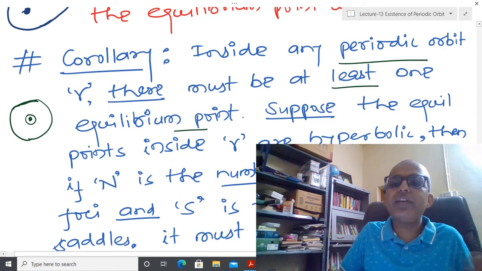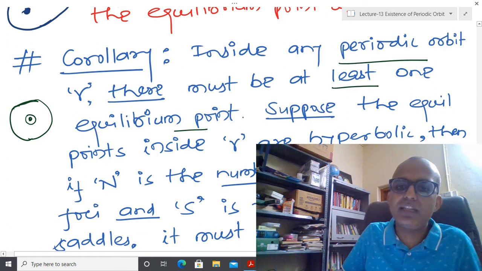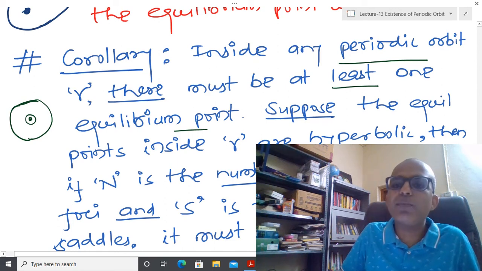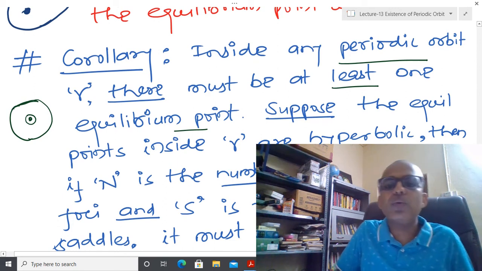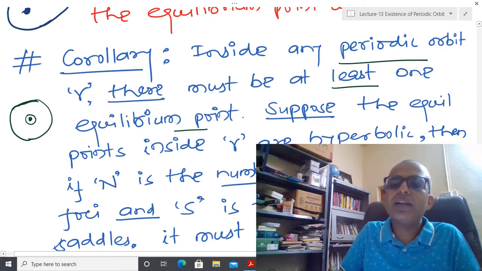Whenever we say hyperbolic, we are avoiding the possibility that both eigenvalues are on the imaginary axis, because in that case I cannot comment on the behavior of the nonlinear system. Due to that reason people concentrate on hyperbolic systems where both eigenvalues are either real or complex. They are not considering the case where the eigenvalue is imaginary. Then n is the number of nodes and foci, and s is the number of saddle points.